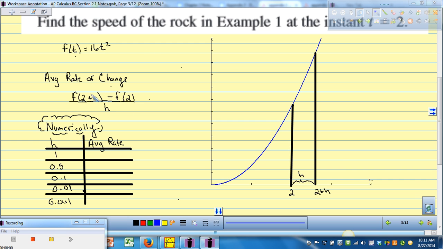So our h is 1, so we're doing f of 3 minus f of 2 over 1. Ben and James, what do we get? 80.